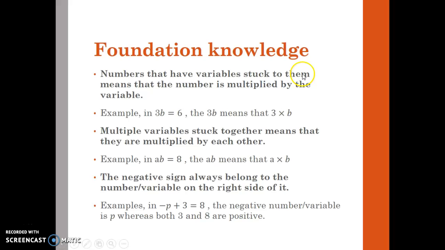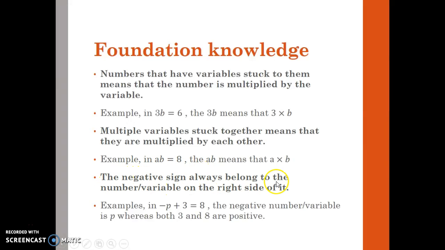Numbers that have variables stuck to them means that the number is multiplied by the variable. For example, when you have 3b, that is just 3 times b. So anytime you see a number stuck to a letter or variable, that means they are multiplied by each other. Same thing if you see more than one variable stuck together, that means they are multiplied by each other. For example, in this case, we have a and b, so that means a times b.